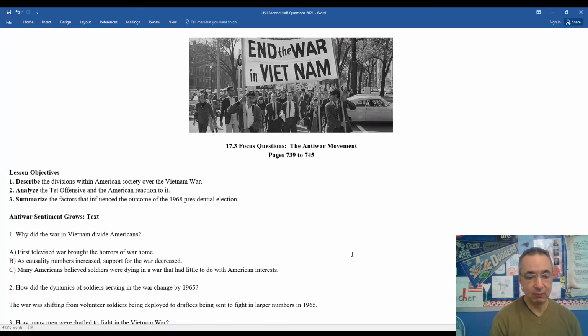We'll see deep divisions within American society over the American involvement in the Vietnam War. We'll look at the actions taking place in Vietnam, including the Tet Offensive and American reaction to that. And we'll summarize the factors that impacted the outcome of the 1968 presidential election.